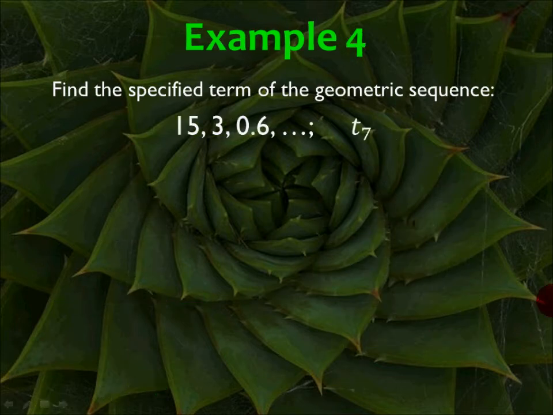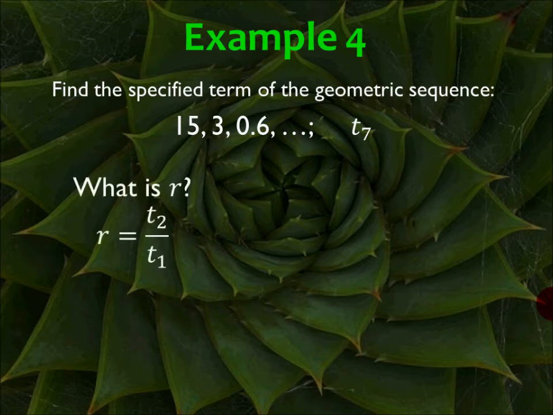Example 4. Find the specified term of the geometric sequence 15, 3, 0.6, and so on. We are looking for the 7th term. So, again, try to do this on your own. You know the steps by now. Solve for the 7th term.